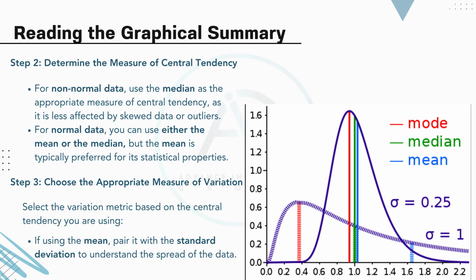is around the mean. The graph on the right visually reinforces these concepts. It shows the relationship between mode, median, and mean in a skewed distribution, and also illustrates how standard deviation, sigma, affects the width of the bell curve. These two steps help deepen your understanding of the data's central value and how much variation exists around it. Crucial for making informed decisions.